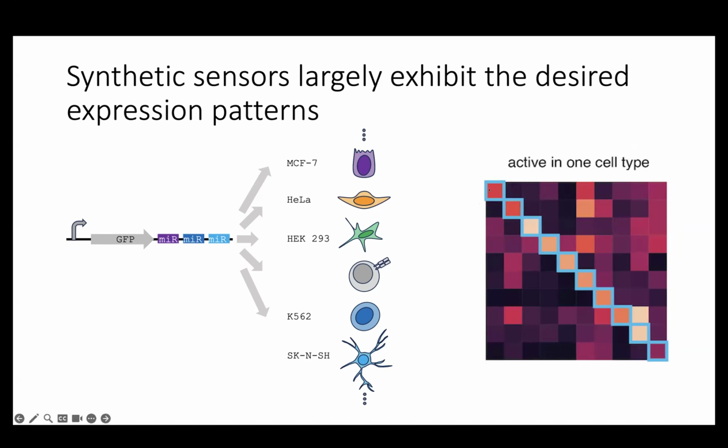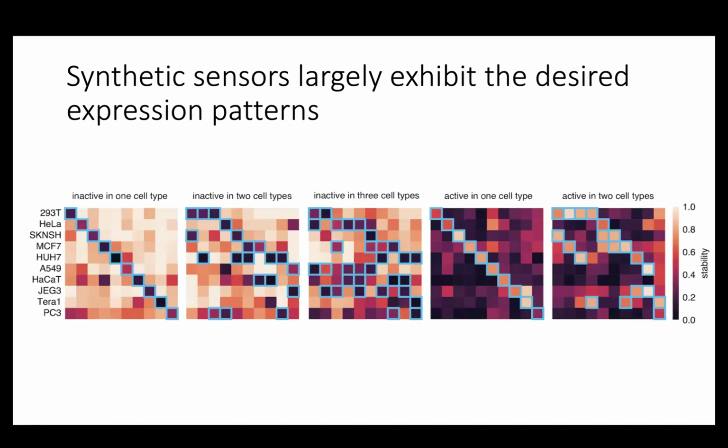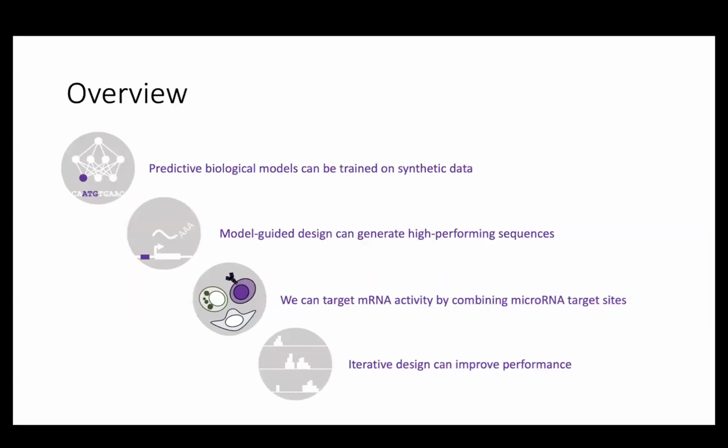The diagonal is not completely white as one would want for high activity here, but still, it works maybe better than I expected. And so he kind of went through and experimentally designed and tested a bunch of different designs targeting inactivation in 1, 2, or 3 cell lines, or activation in 1 or 2 cell lines. And in general, this works quite predictably, which I find actually kind of astonishing.